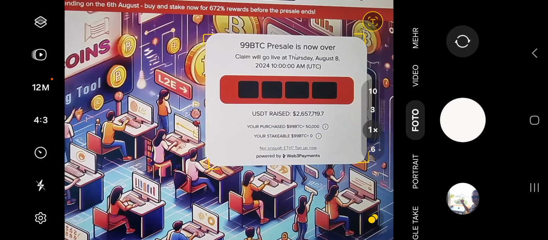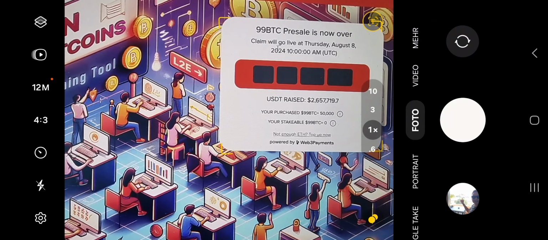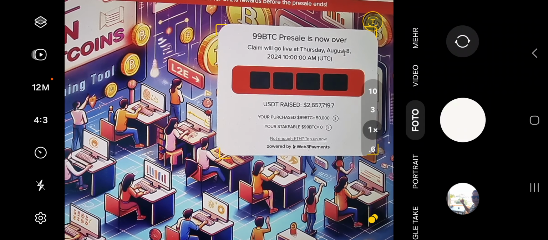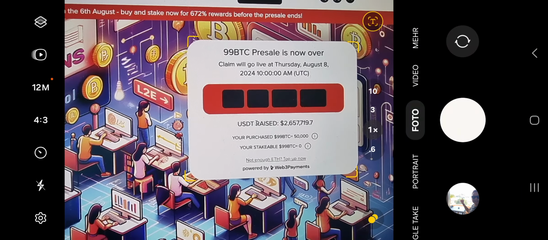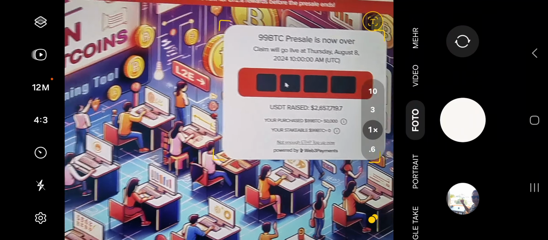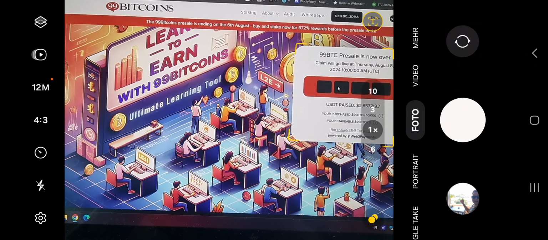So yes, as you can see, it is over. You cannot buy it anymore. The claim will go live on the 8th of August. That means until then, we have to wait. I will update you, of course. So as you can see, the sale is over. Congratulations to everyone that bought 99 Bitcoins.